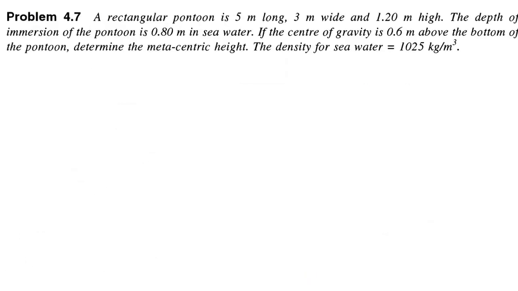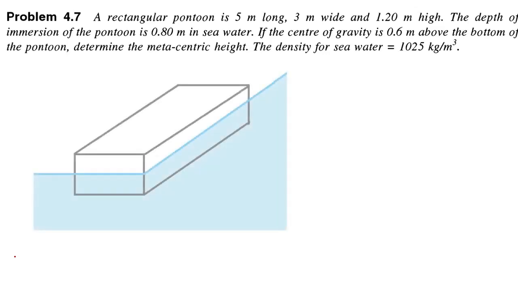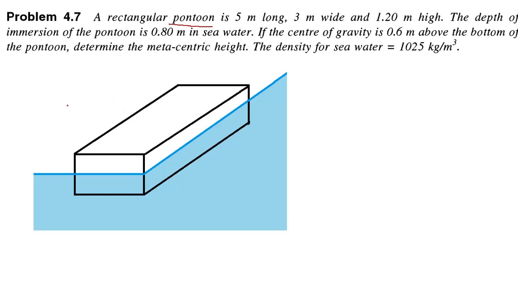Now we will see a numerical problem related to determination of metacentric height. So here we have a rectangular pontoon. Pontoon means a rectangular shaped floating body, which is 5 meter long, 3 meter wide and 1.2 meter high. So the length is 5 meter, width is 3 meter and the total height is 1.2 meter.